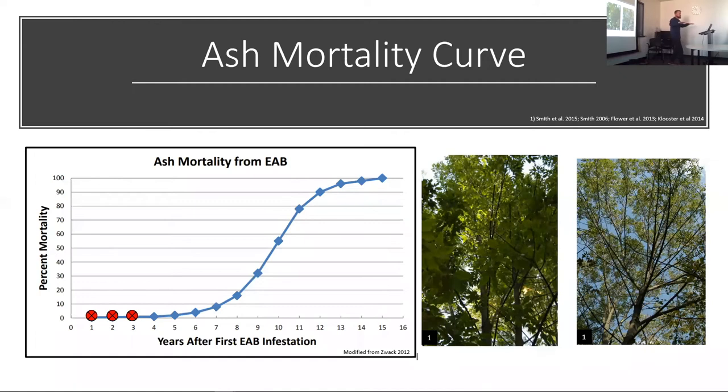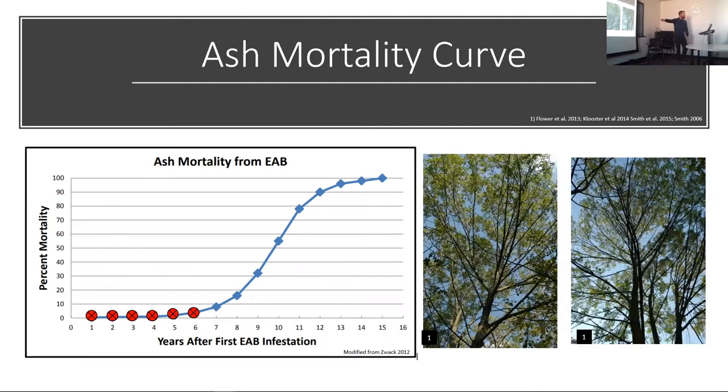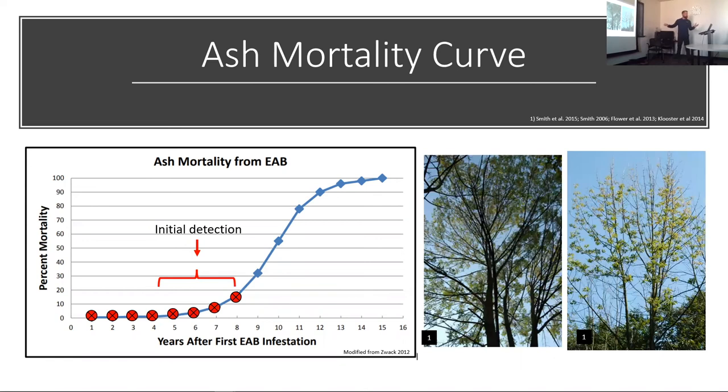It's kind of seething at these sub-detectable levels, building up the population, not doing a lot of conspicuous damage. By the time we detect it, this is what the crowns are going to look like. They're pretty healthy, maybe a little bit of thinning, but very few people are noticing this. The curve is still pretty flat. You're not seeing a whole lot of tree mortality. The crowns are starting to lose a little more foliage, and this is where we're detecting this stuff, right?